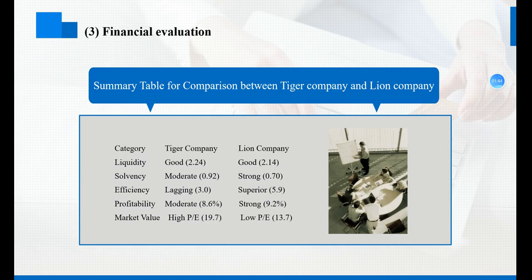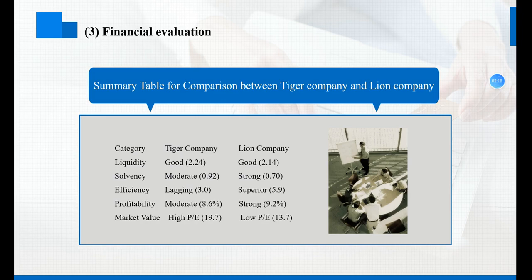From the summary table, we can see Tiger Company's liquidity is 2.24, Lion Company is 2.14. Tiger Company's solvency is 0.92, Lion Company is 0.70. Tiger Company's efficiency is 3 point, and the Lion Company is 5.9.